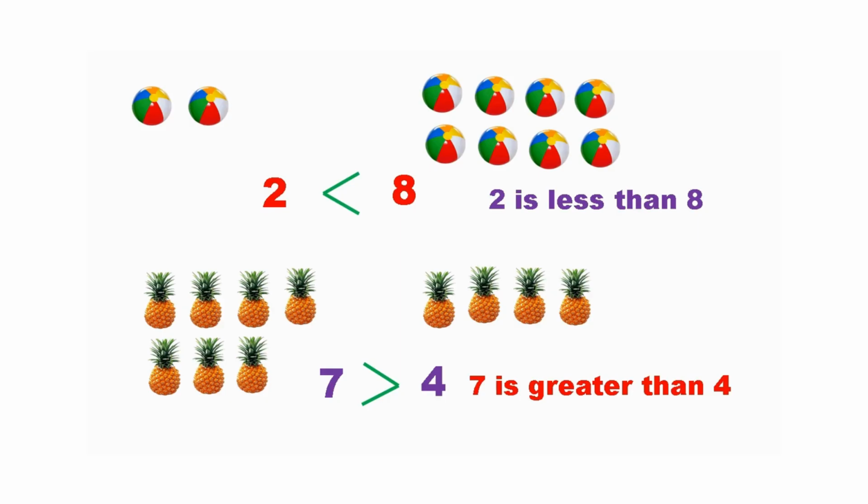So now let us start from beginning. How many signs we have learned today? 3 signs. That is less than, greater than, equal to. So now we understood how to put the sign for the given numbers.